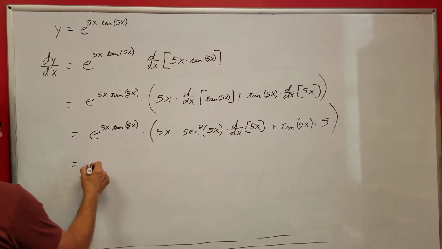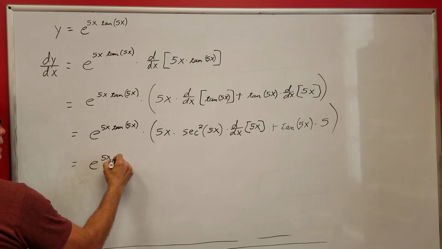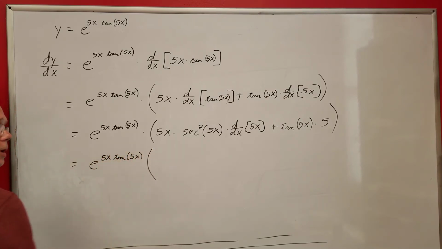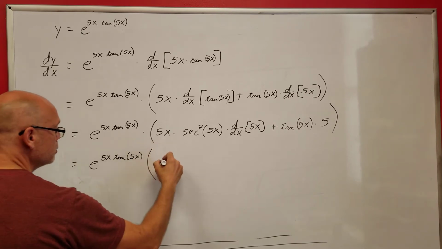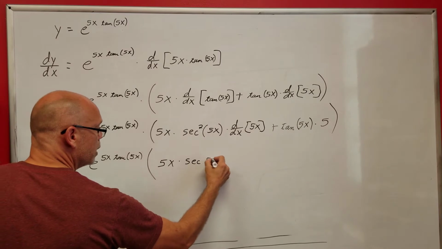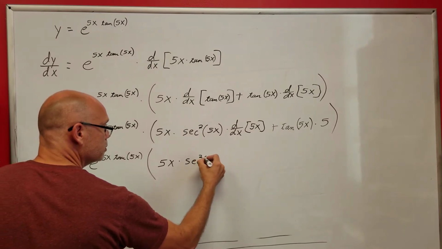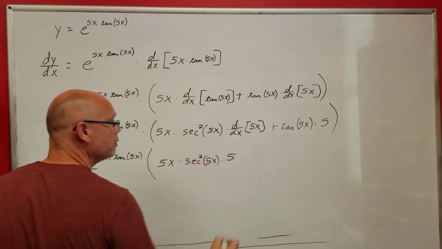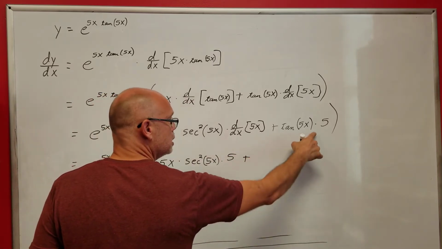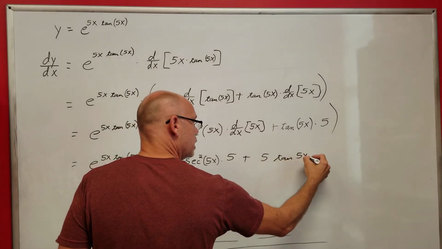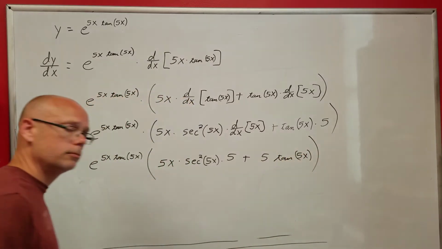All right, so I still have e to this exponent, 5x tangent of 5x. That comes down. These large parentheses come down. 5x comes down. Secant of 5x squared comes down. Now, what's the derivative of 5x? Just 5. Plus, and then I could say that's 5 times the tangent of 5x, like that.